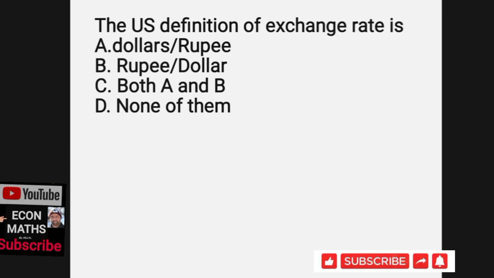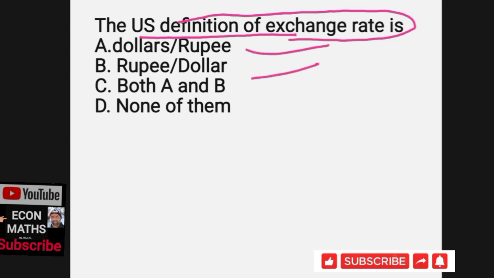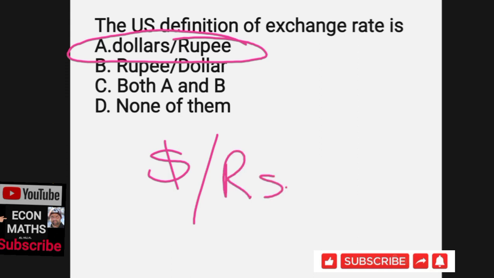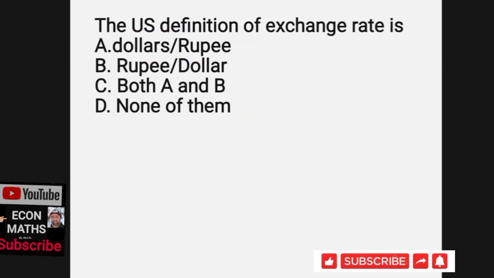Next question is, the US definition of exchange rate is: dollar per rupee, rupee per dollar, both A and B, none of them. So it is here dollar per rupee. And we know exchange rate is simply how many units a currency can buy of another currency. So there is nothing to explain here.